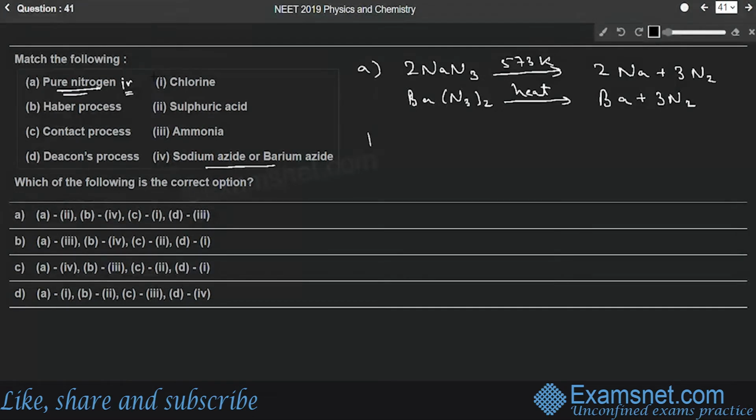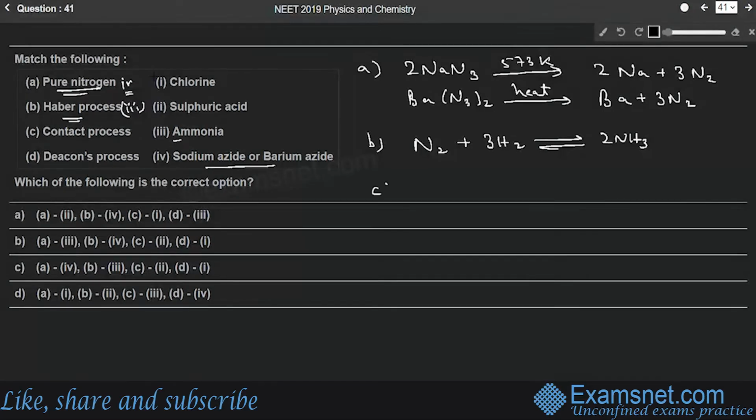So now let's move to the second one. It is Haber process. So it's very common. Let's write down the reaction here. Nitrogen reacts with hydrogen to give ammonia. So this is the Haber process. That means Haber process is related to ammonia. So the correct match will be number 3.